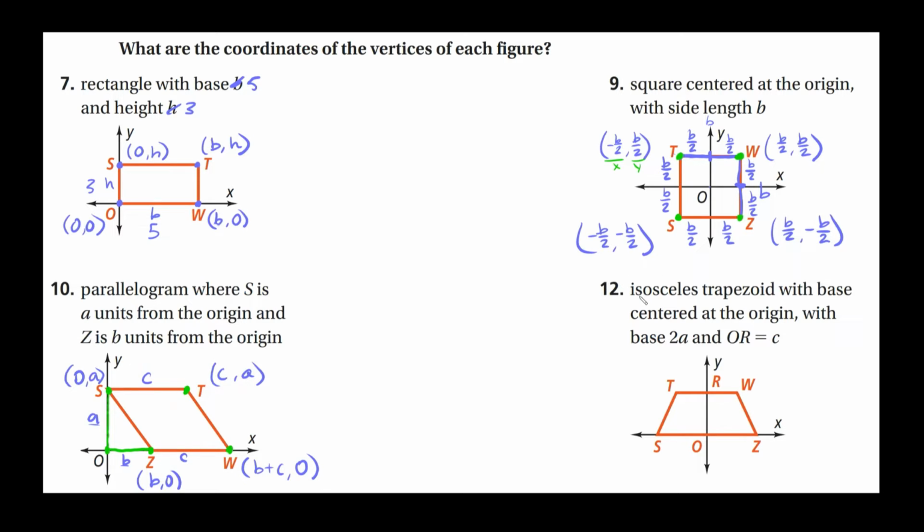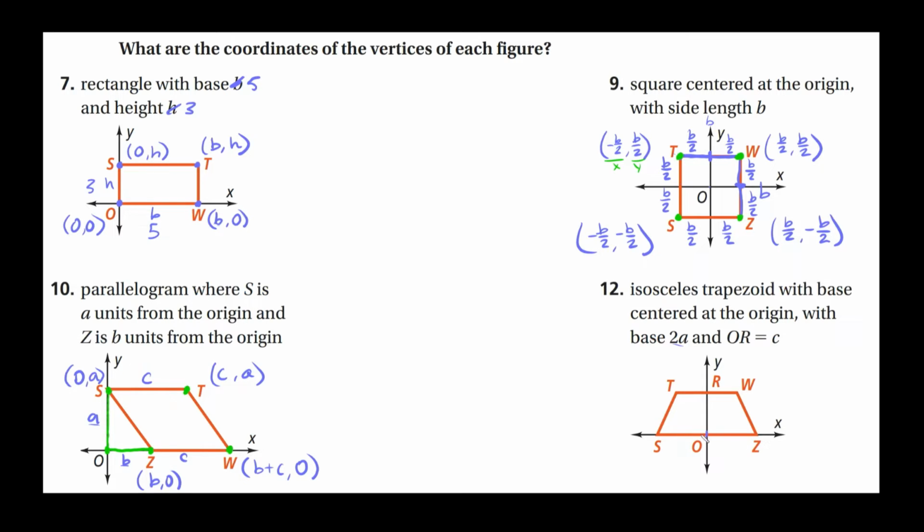All right, number 12 now. This one is an isosceles trapezoid with the base centered at the origin, with the base equal to 2a and OR equal to c. First of all, it says the base is centered at the origin. So the base down here is centered at the origin, which just means this half is equal to this half. And it also says the base is equal to 2a.